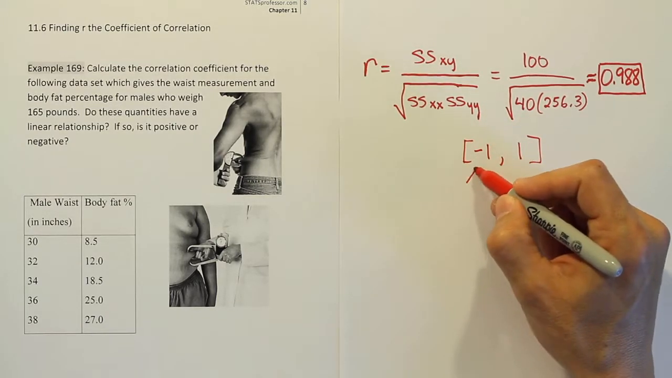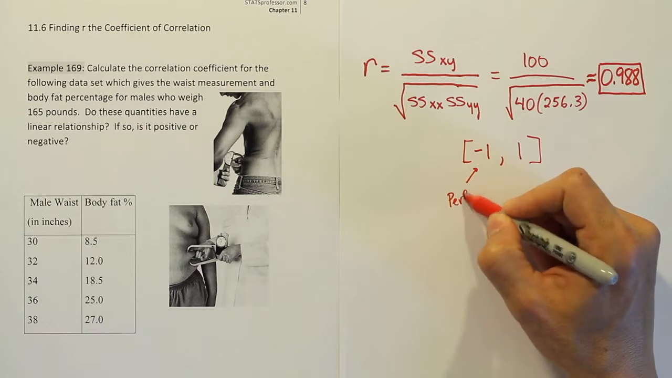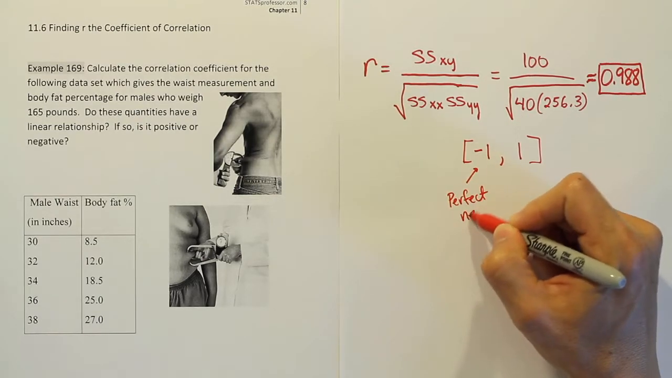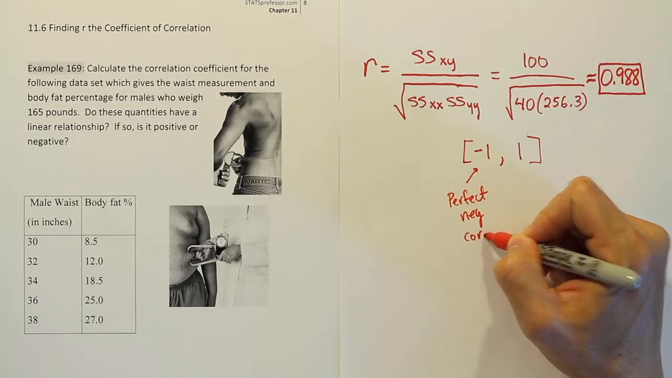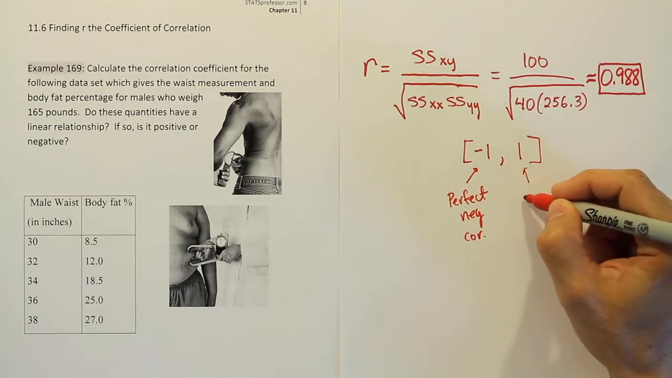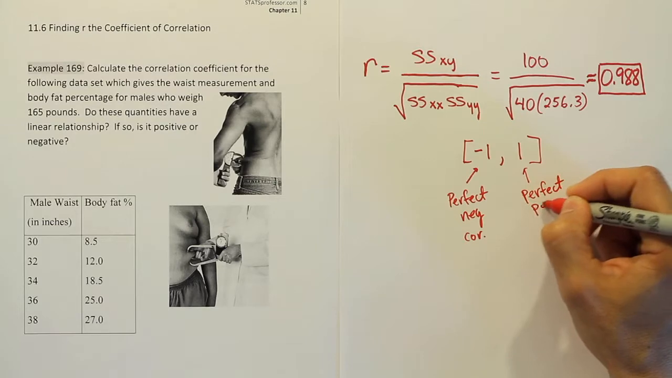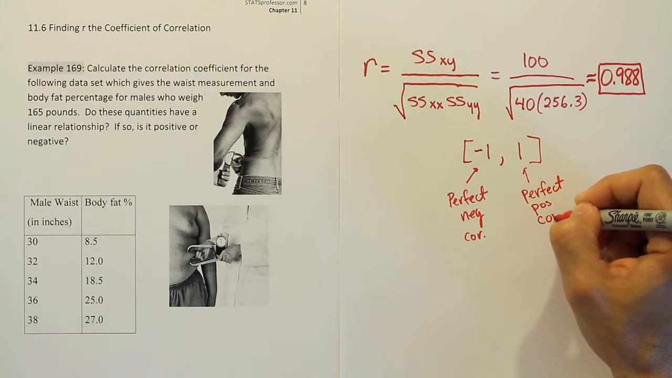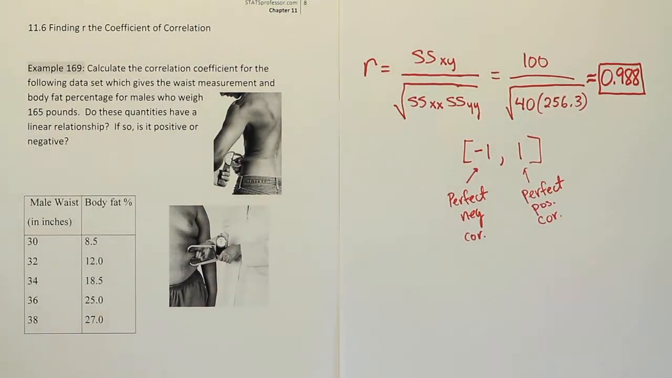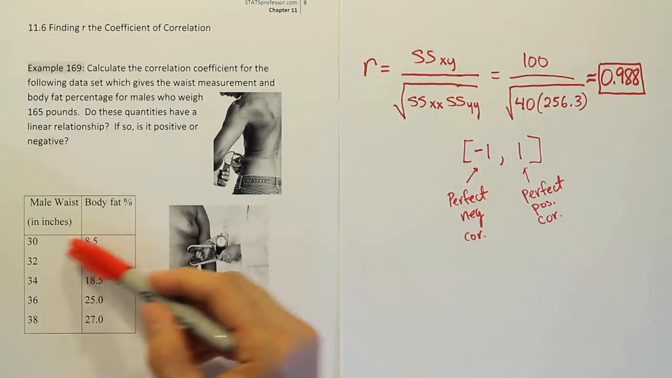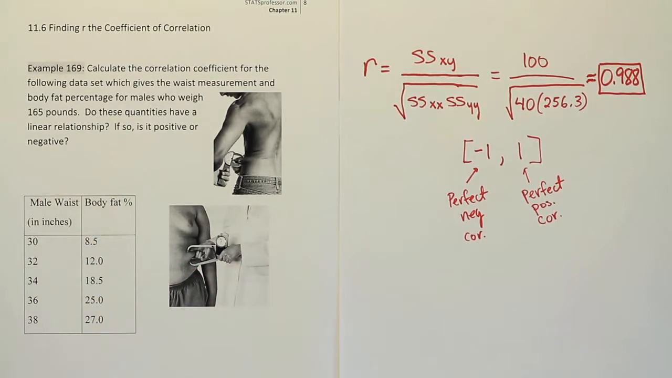So this would be perfect negative correlation, and this one would be perfect positive. Now, we should not get perfect positive or negative correlation. If we have that, then your equation is completely deterministic if you try to model these two using x and y in the linear regression model.